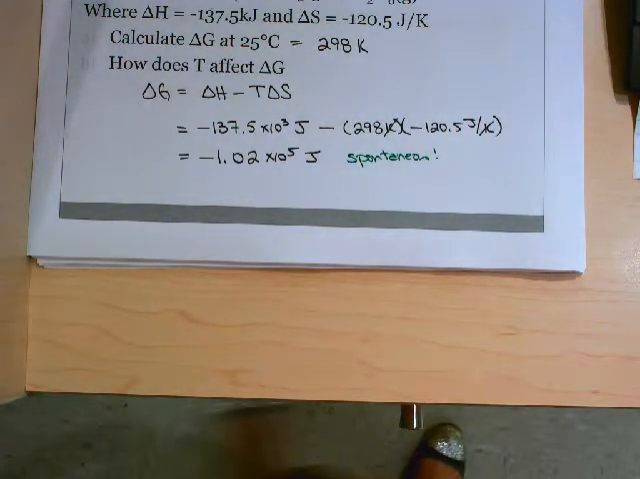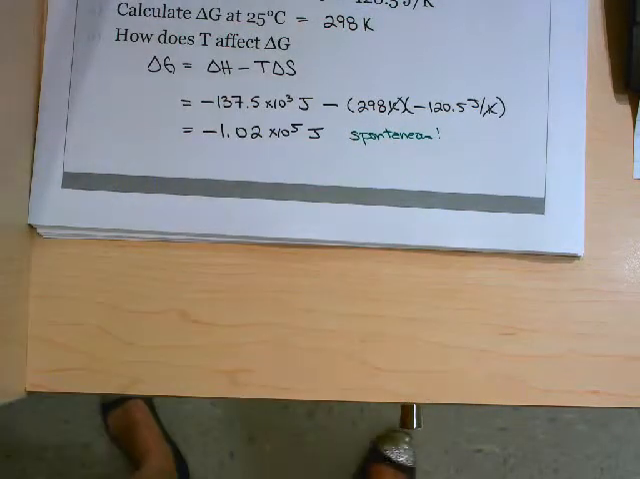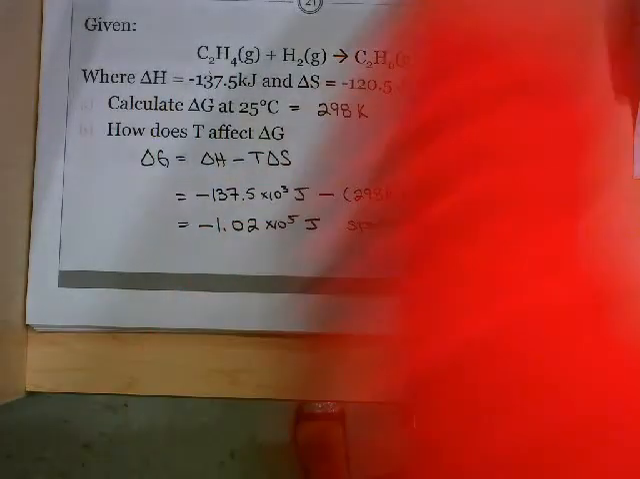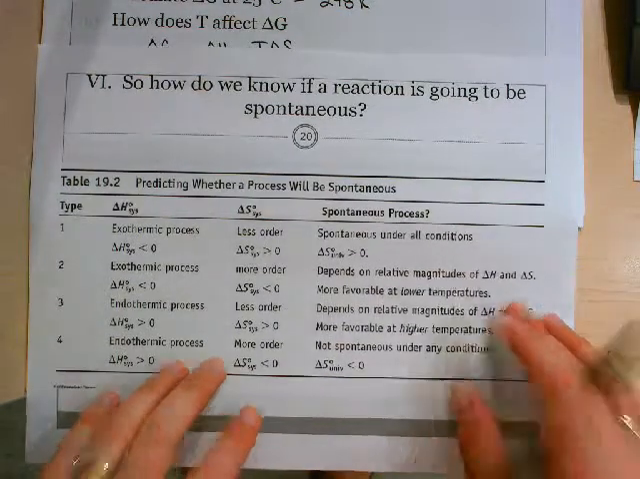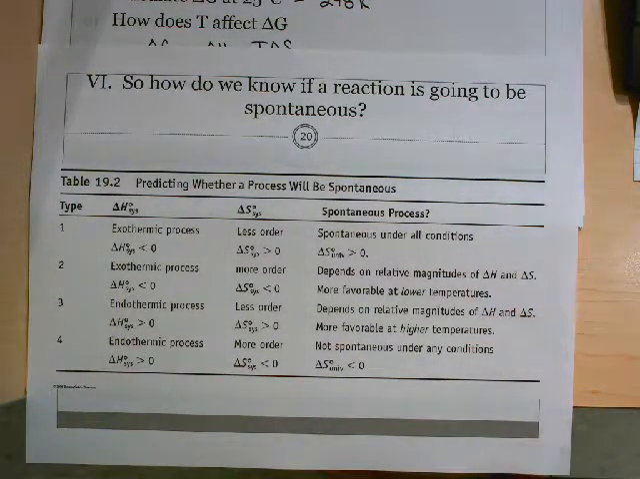But, alright, so then the question is, how does temperature affect delta G? Alright, so let's go back to our cheat sheet. Which of the scenarios are we currently in? 1, 2, 3, or 4?